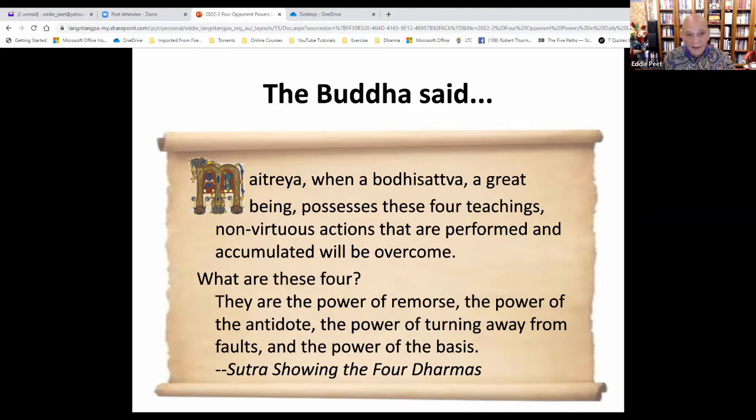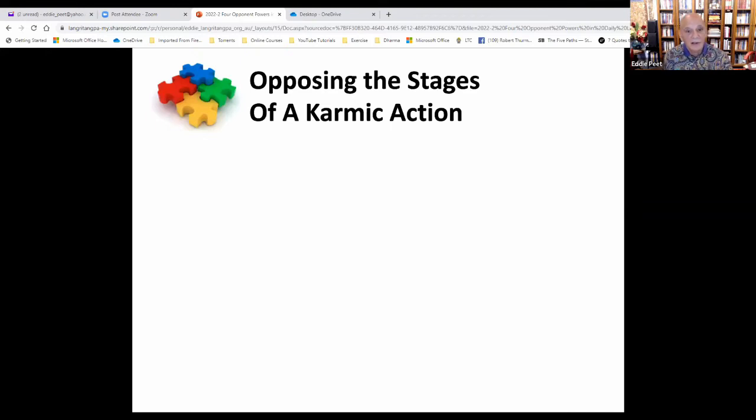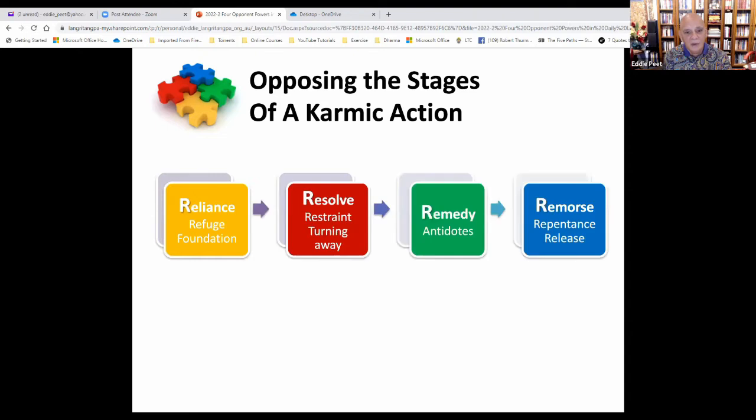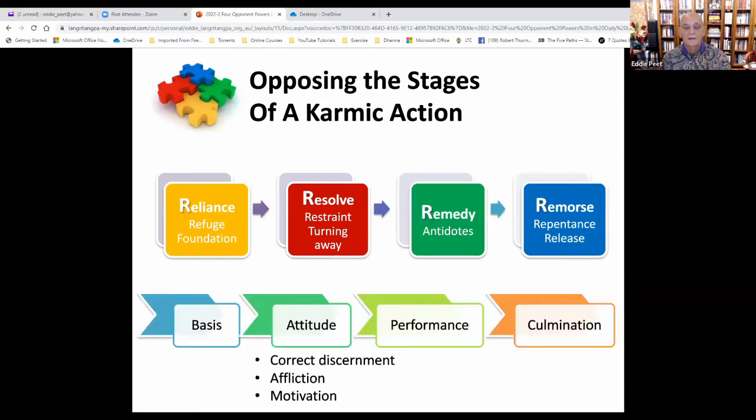Okay, so again, let's have a look here. I'm going to put all these up so we can see it. Here we have the four opponent powers up on top. You can see I've given them some of the different names that they're known by. We have reliance or refuge, also known as the foundation. That's the direct antidote to the basis of the action. Then we have the resolve, restraint, turning away, and that works against the attitude and the three parts that make it up.